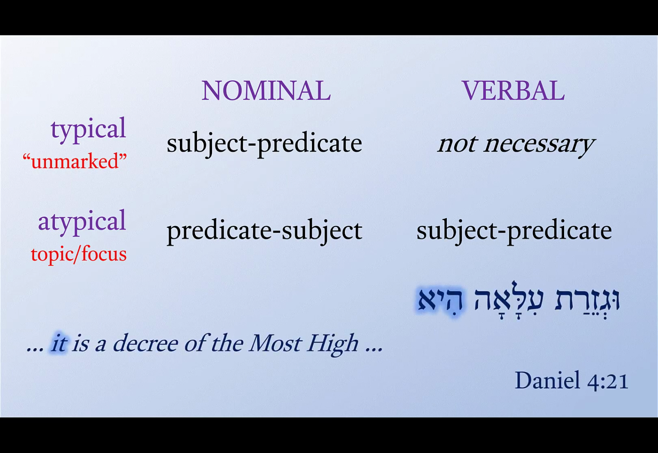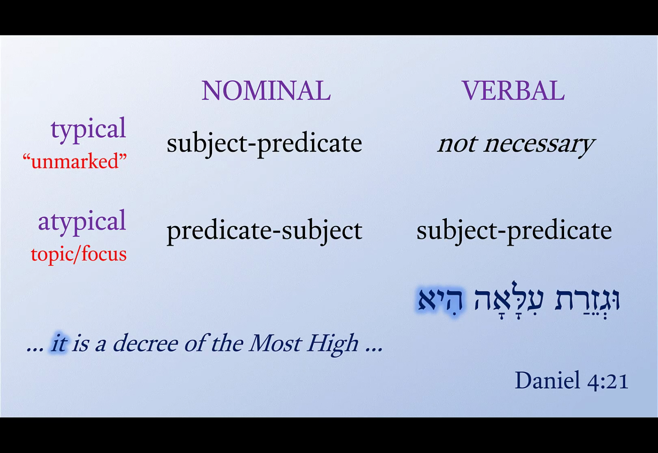So look at this in Daniel 4:21. It is a decree of the Most High. So in this case, it's she, third person feminine singular, because you see that the decree word, which is first, is feminine singular in its construct with the at ending right there.